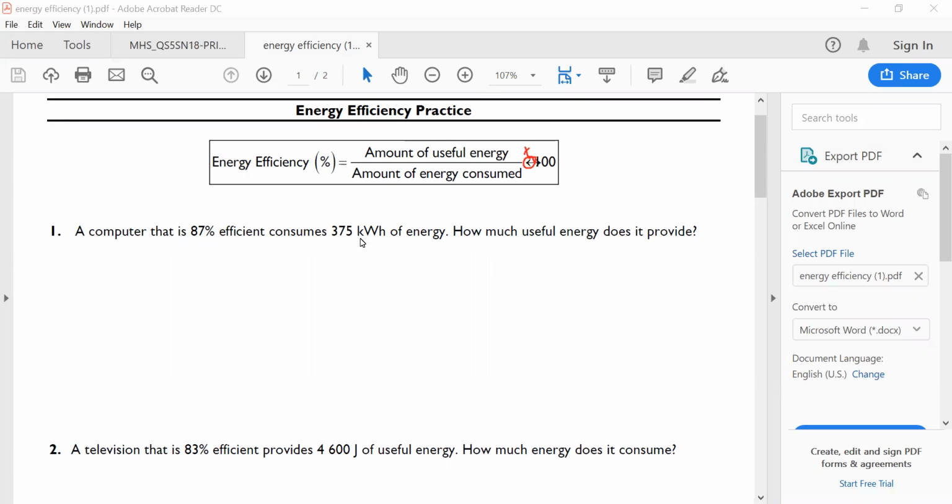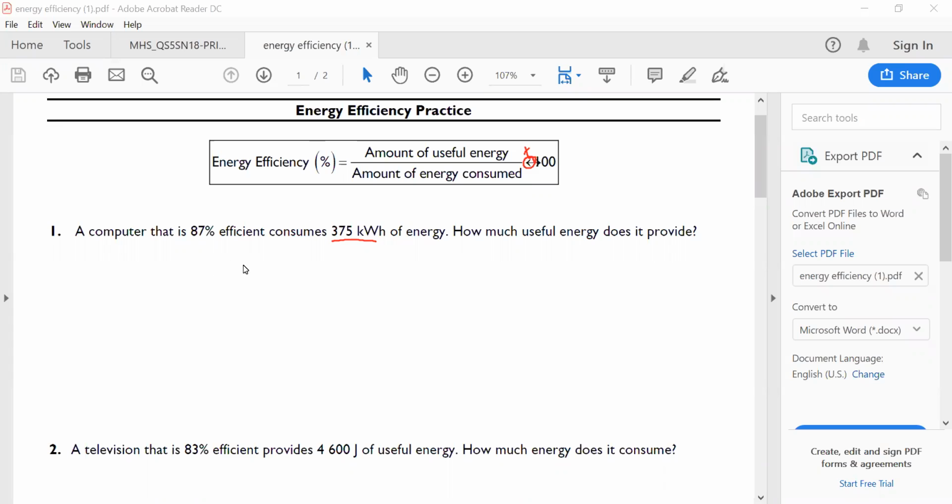So what I have here is a computer that is 87% efficient that consumes 375 kilowatt hour of energy. How much useful energy does this provide? So what you see here, 375 kilowatt hours of energy, is exactly that, energy. But what we're used to seeing in terms of joules, we've now expressed as kilowatt hour. So both are valid forms.